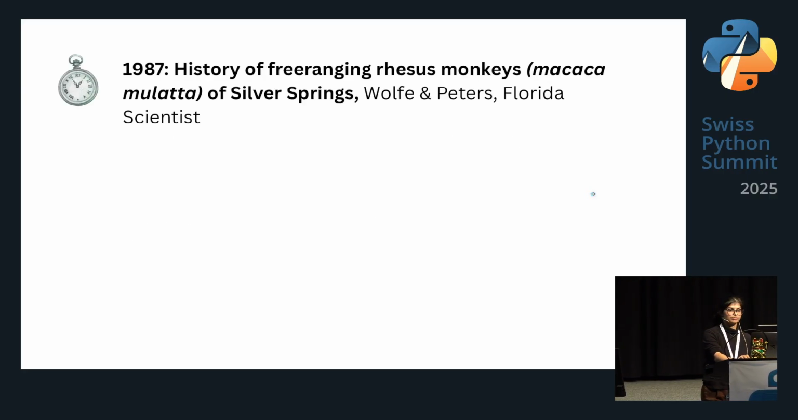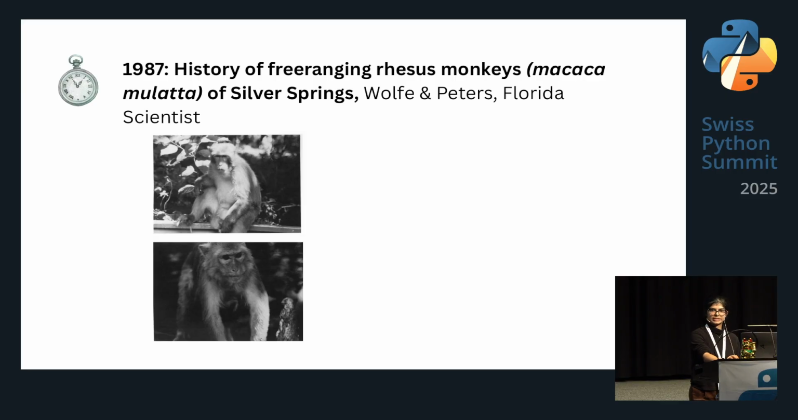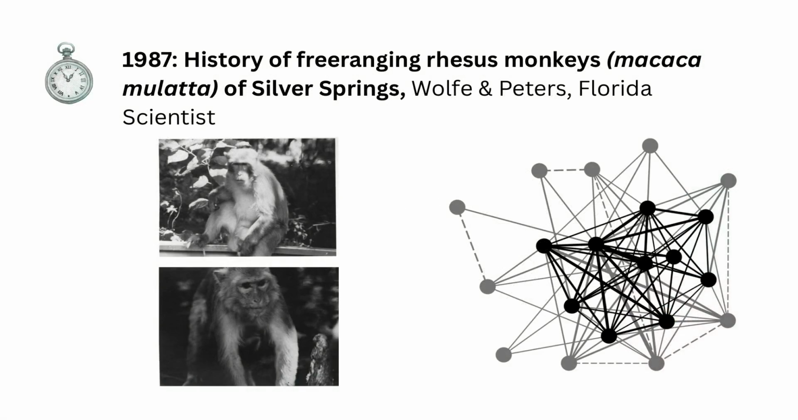We have another paper. This one is about monkeys from 1987. We have this dude called Edward, and we have this other female monkey. They didn't name her. I'm sad. But they discovered this network based on certain interactions. Do you want to guess what might have been the methodology behind creating this network?